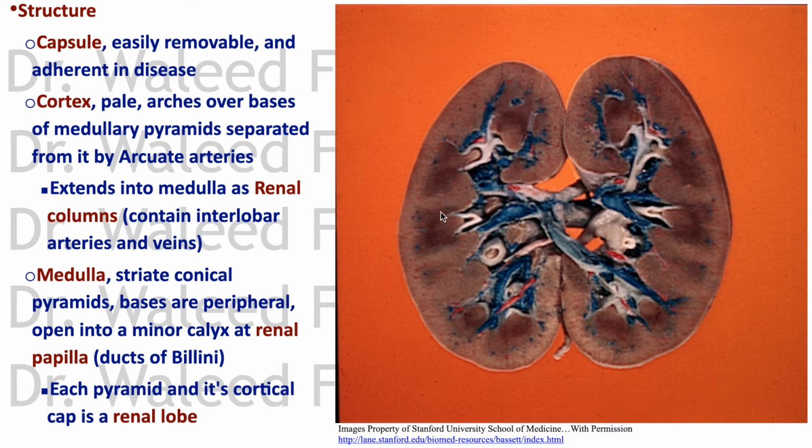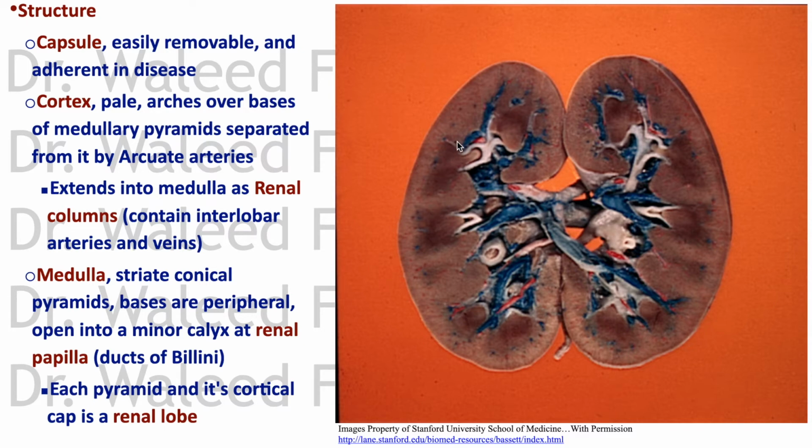Each renal pyramid has a pointed tip called the renal papilla, through which the ducts of Bellini excrete urine into the calyces of the collecting system of the kidney. But don't forget the cortical extensions between the pyramids are called the renal columns. They consist of cortical tissue, and there is a difference between the constituents of the cortex and the medulla.